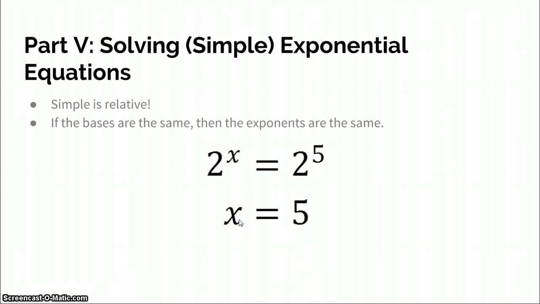Now, when we talk about simple exponential equations, this is about as simple as they get. The bases are already the same, the variable is by itself, so you just set the variable equal to the other exponent, all is good. But as you can guess, it's going to get a little trickier.